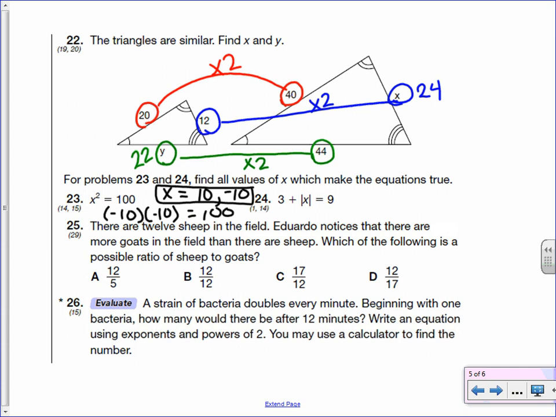In 24, we have 3 plus the absolute value of x equals 9. So this right here, the absolute value of x, has to be 6, because 3 plus 6 would give us 9. So what numbers have the absolute value of 6? Well, x could be 6, which is 6 away from 0, or negative 6, which is also 6 away from 0.